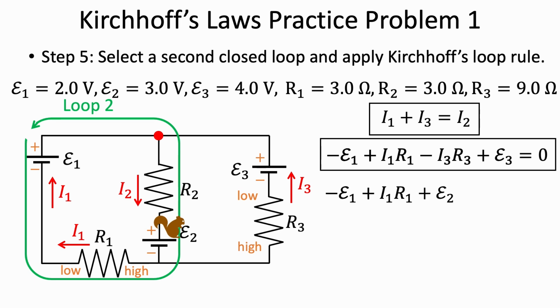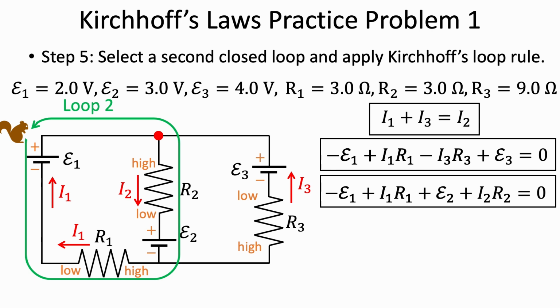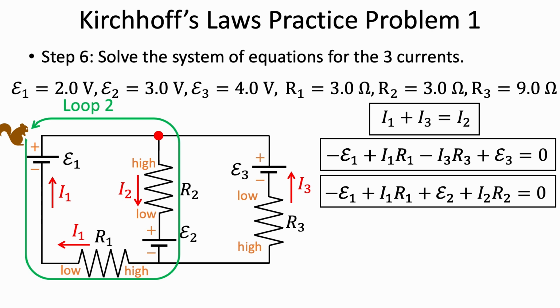Lastly, for resistor R2, the current flows downward, which means I go from low to high voltage, making the contribution to the equation positive I2 R2. Coming back to where we started, this is now equal to 0. We now have 3 equations. Since there are 3 unknown currents, this gives us a complete system that we can solve. So in the last step, we solve the 3 equations simultaneously to determine the 3 currents.